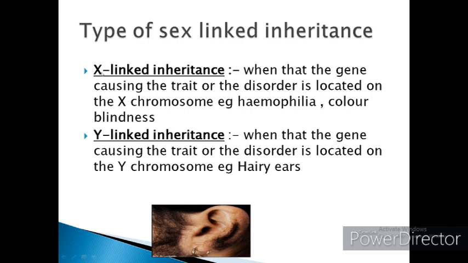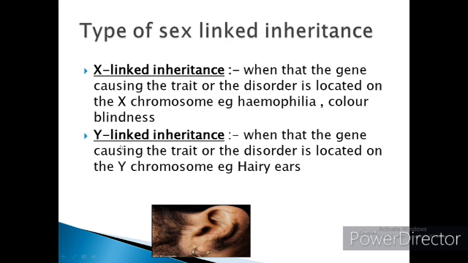If in a gene of X there is a disorder or a trait present, then that inheritance is known as X-linked inheritance. Examples of such disorders are hemophilia and color blindness.